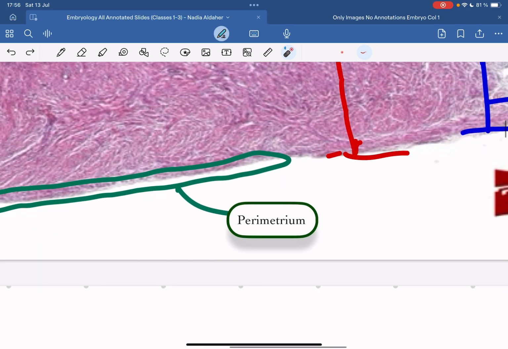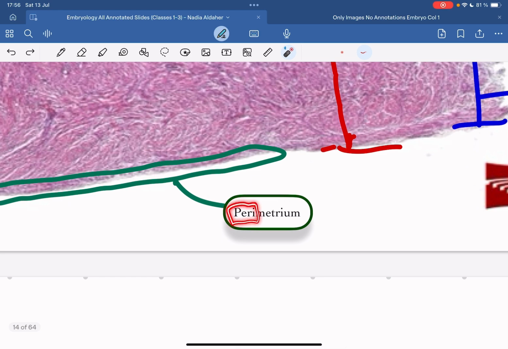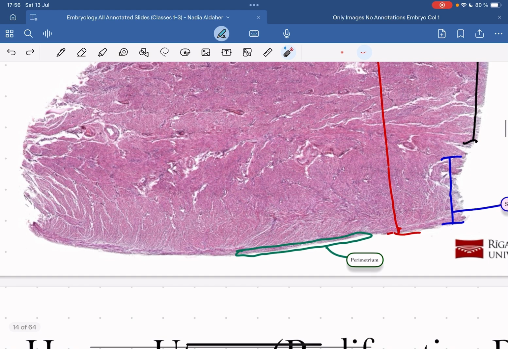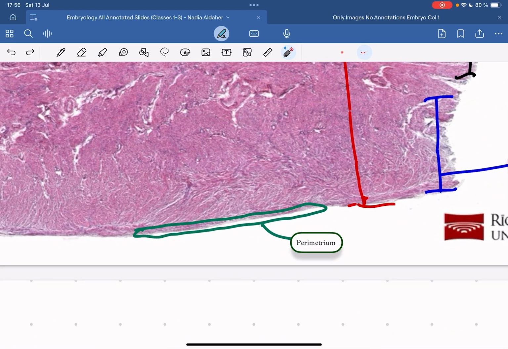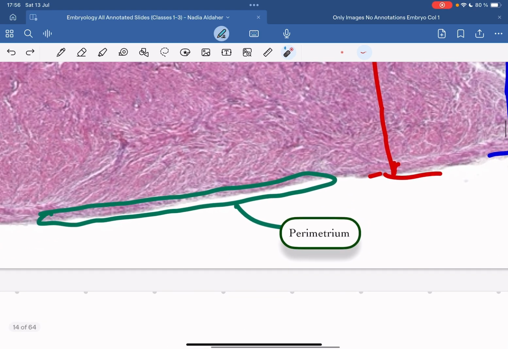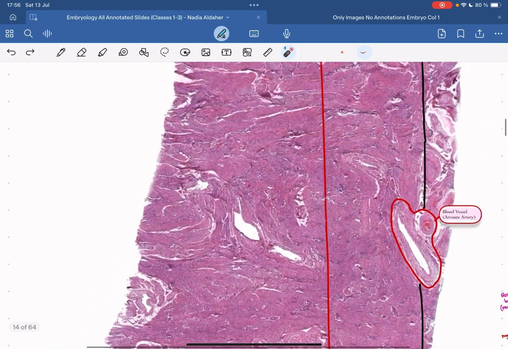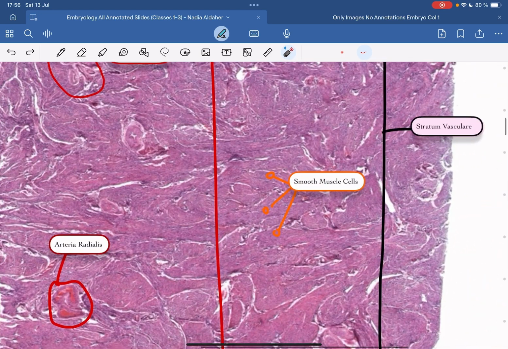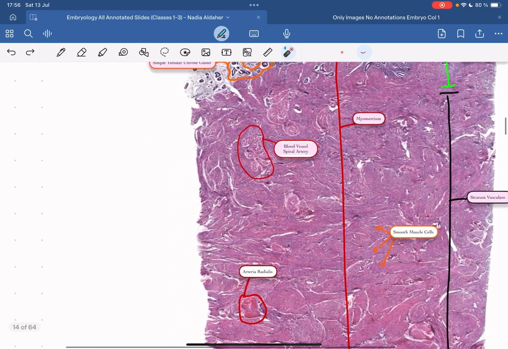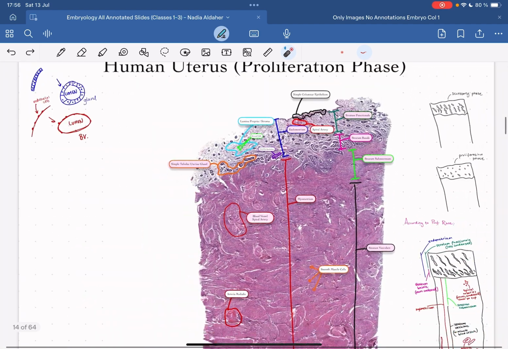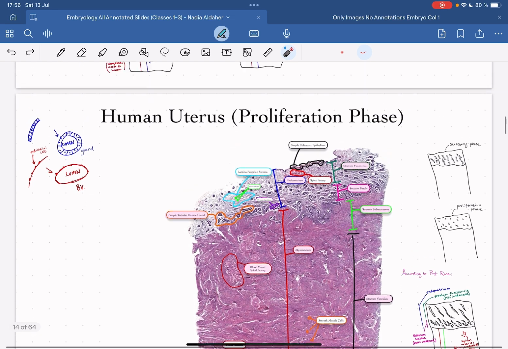Now, there are going to be a lot of different names with the prefix peri in them. This is going to be your first one, the perimetrium, which is directly underneath the human uterus. But we have periosteum, perichondrium, pericardium as well. But that's more in class 3. We're looking at class 1 right now. Of course, the myometrium is made up of smooth muscle cells. Other than that, I think we can get into the blood vessels of the human uterus.